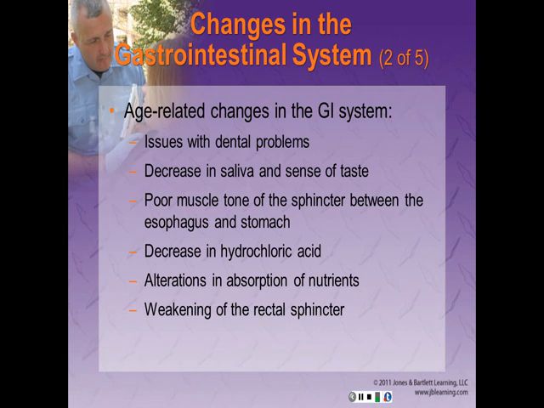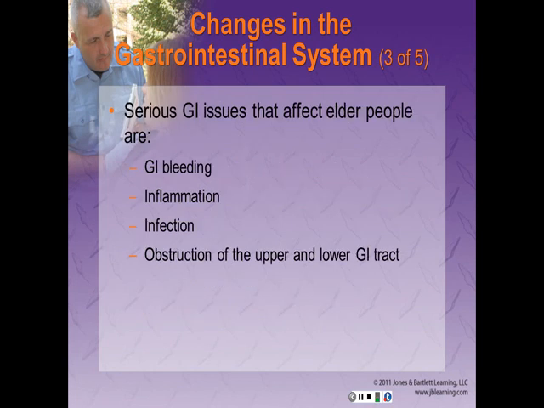Serious GI issues that affect elderly people include GI bleeding. Bleeding that travels through the lower digestive tract usually manifests as melena, which is black tarry stools. Red blood usually means a local source of bleeding, such as hemorrhoids. A patient with GI bleeding may experience weakness, dizziness, or syncope. Bleeding in the GI system can be life-threatening. They may also have inflammation, infection, or obstruction of the upper and lower GI tract.